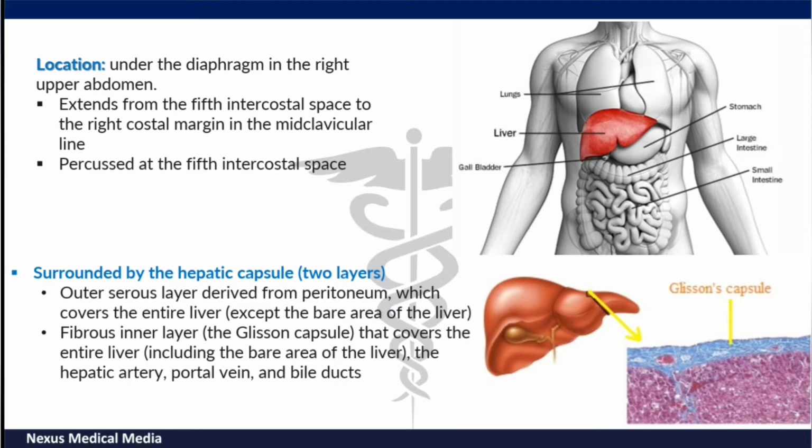The liver is surrounded by a hepatic capsule, which has 2 layers. The outer layer is derived from the peritoneum, which covers the entire liver except the bare area, called area nuda. The second layer is the fibrous inner layer, also known as Glisson's capsule. This capsule covers the entire liver, including the bare area, and it also covers the hepatic artery, portal vein, and bile ducts, right? So it is intimate to the liver parenchyma. So this is the Glisson capsule.